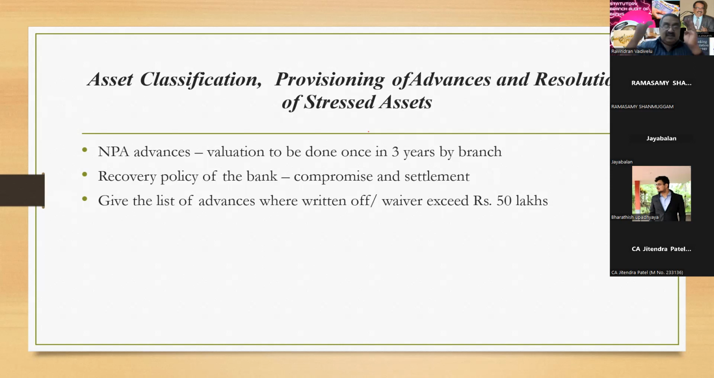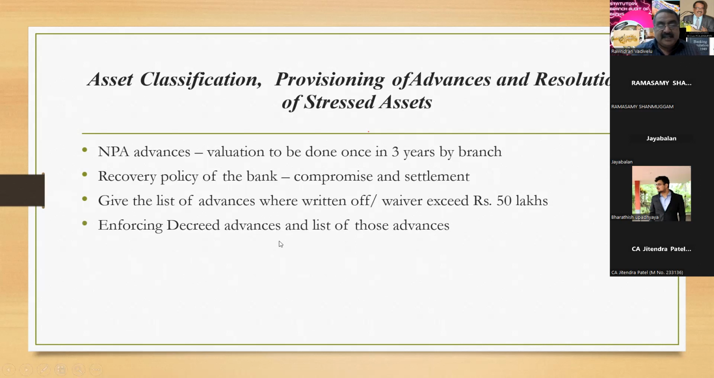So I have given a list where the waiver exceeds 50 lakhs. You have to give the list of waivers whose amount exceeds 50 lakhs. It is per borrower. It is not a consolidated limit.